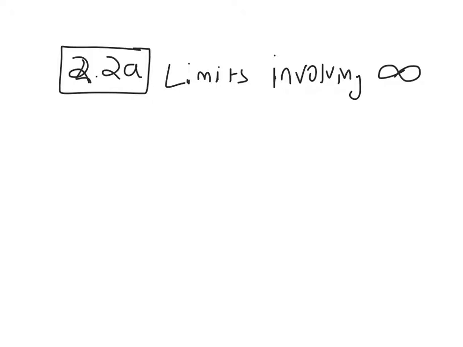We're also going to talk about horizontal asymptotes, because whenever you go out to infinity for x, you end up with a horizontal asymptote sometimes. Okay, so here we go. We're going to start with a theorem.